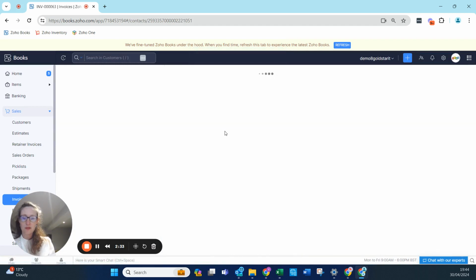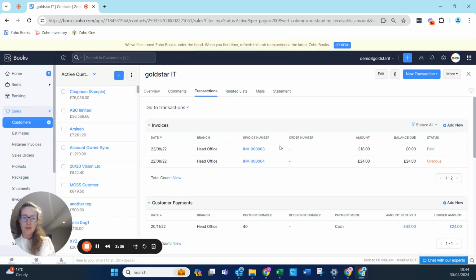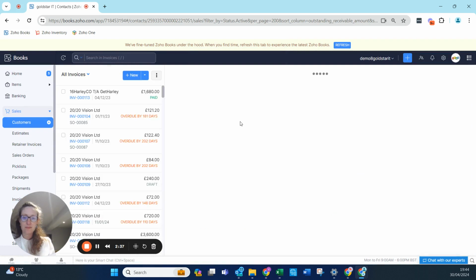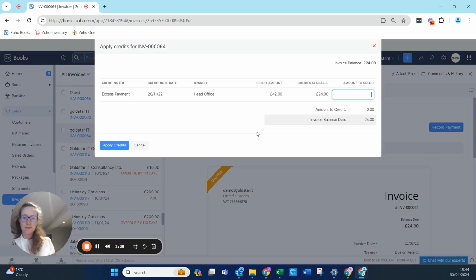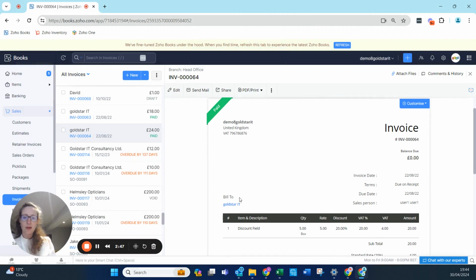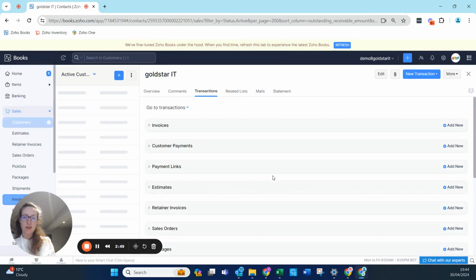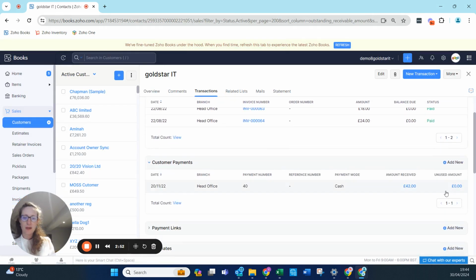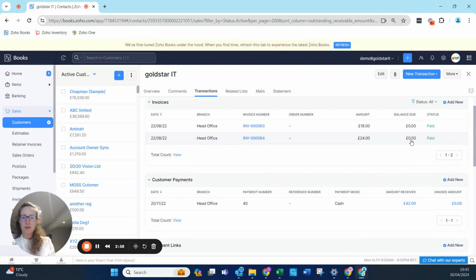back to Gold Star, find the invoice that's now outstanding, and then when we look back at the account, we now see that the unused credit, or the customer payment, is now 0. We have now allocated the overpayment to those invoices that were outstanding.